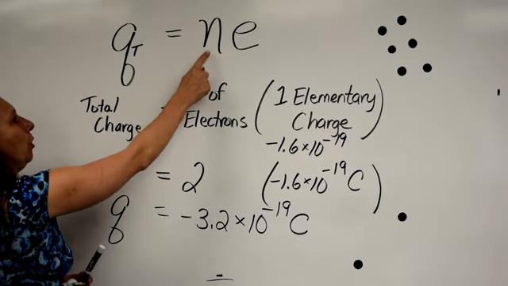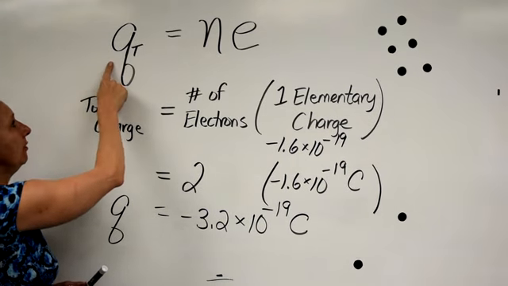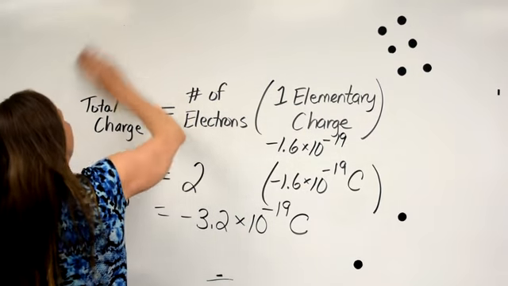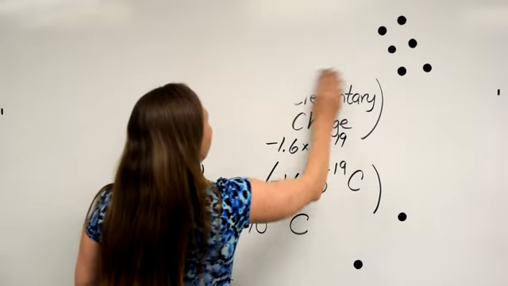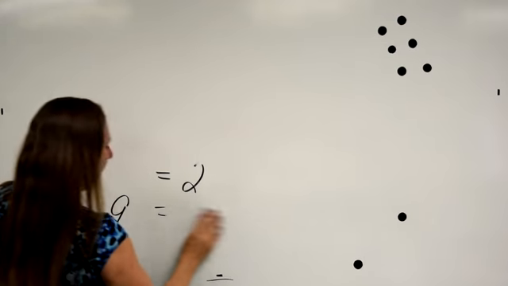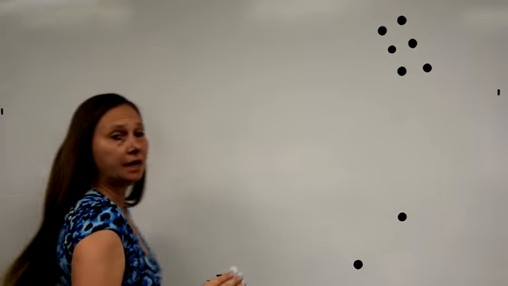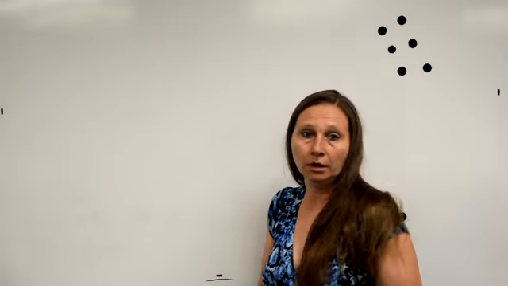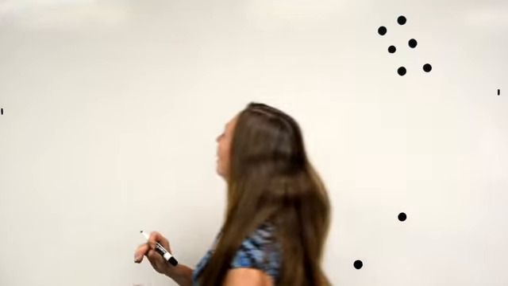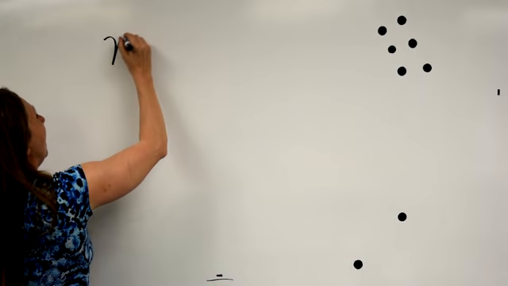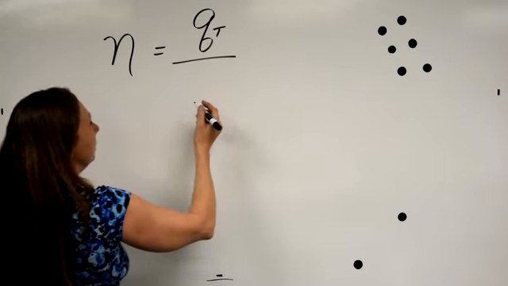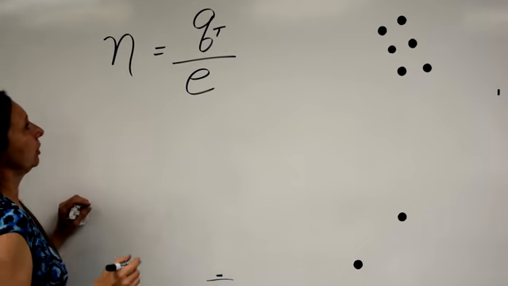Again, if you know how much charge you have, and you want to know how many electrons that is, then let's just rearrange this equation to solve for n instead of q. And remember, if there's anything you need to copy down, any notes you want, just pause the video or start it over, go back a little bit. So if you want to know how many electrons you have, that's going to be the total charge divided by the elementary charge.